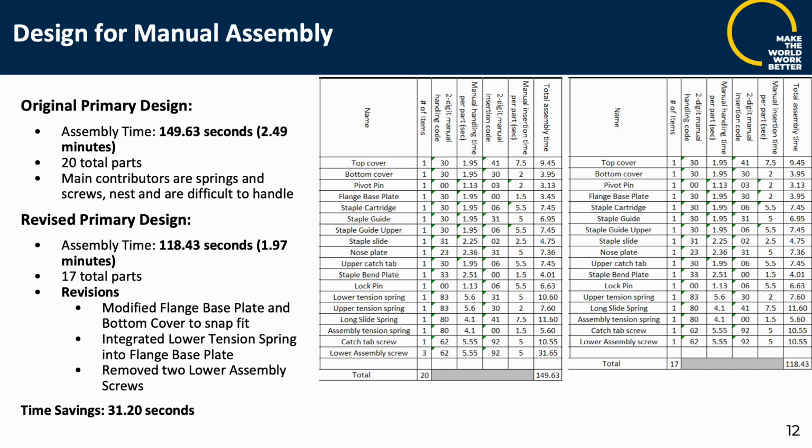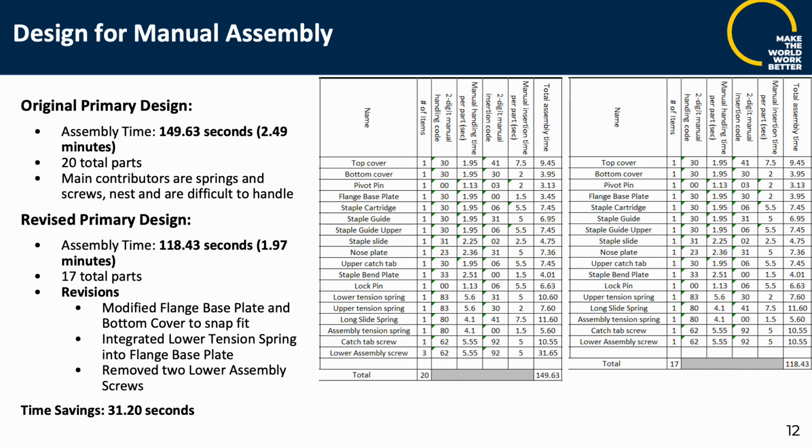Discussing design for manual assembly, the original primary design had a total assembly time of about 150 seconds, or about 2.5 minutes, with 20 total parts. The main contributors to this were springs and screws, which nest easily and are difficult to handle. With the revised primary design, the assembly time is about 118 seconds, or about 2 minutes, with 17 total parts.